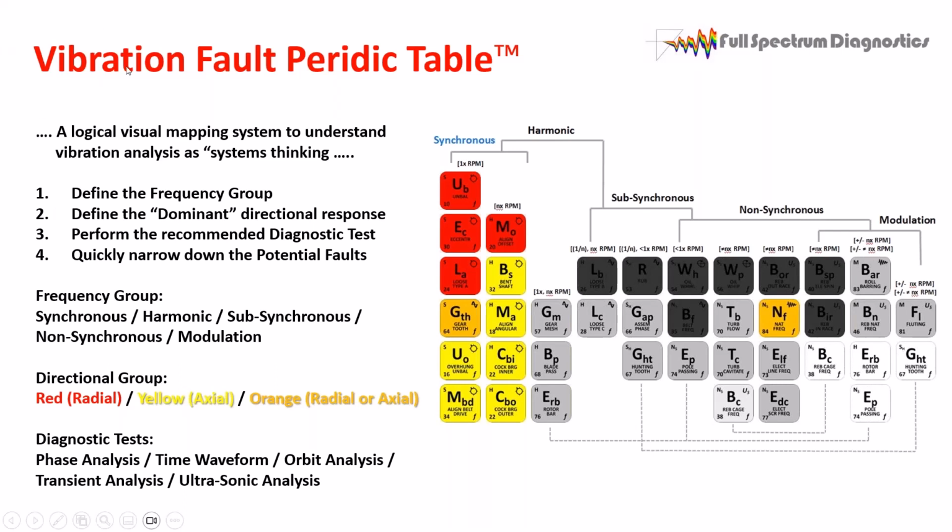But that's how we understand the periodic table. There's a frequency group, there's a dominant directional response, we do the diagnostic test, we narrow down the potential faults, okay? And if we can't get it after a couple of passes, then we might have 2 problems, or we might have 3 problems, okay? Don't rule anything out until it's completely ruled out.